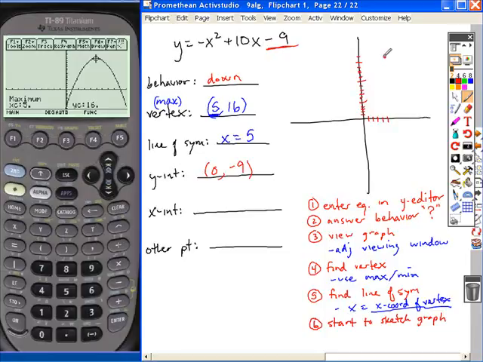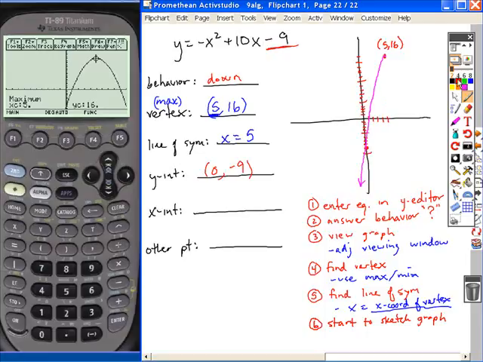So here's the point (5, 16). Notice again, I labeled it above because I know it's going to open down. It just reinforces that that's the case. I can also label my y-intercept right here. And if I connect these, okay, I have one side of my graph.